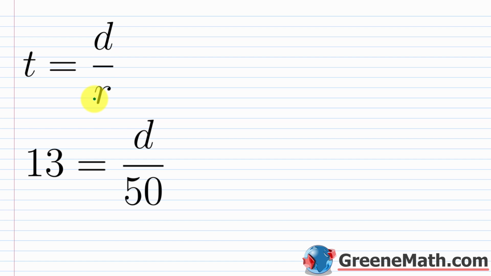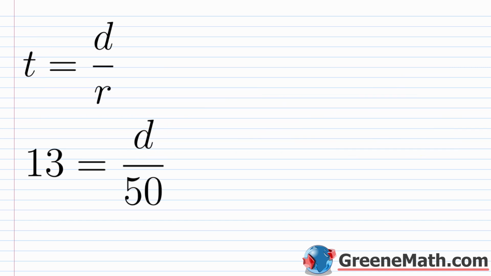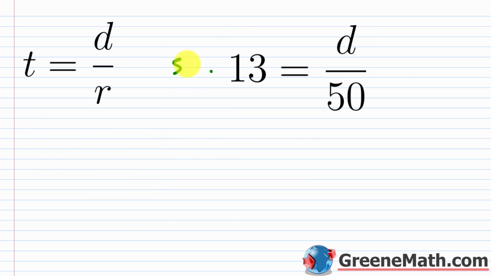So how fast am I going in terms of miles per hour? So let's go back up. Initially, we're told that the bus travels for 13 hours at an average speed of 50 miles per hour. So coming back down, you're plugging in a 13 for the time, and you're plugging in a 50 for the rate. Now, if you solve for d, the distance, let me actually move this over here. I'm going to multiply both sides by 50 just to clear that denominator.